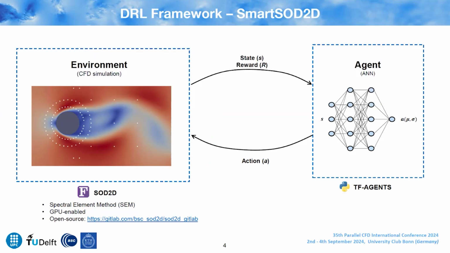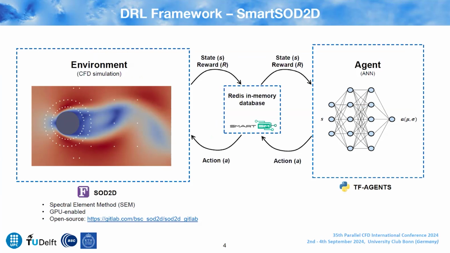And on the other hand, for the agent, we are using a very well-known Python library called Tensorforce, for deep reinforcement learning. And here we have a problem. On one side, we have a low-level programming language, and on the other side, a high-level programming language. So how do we couple them?